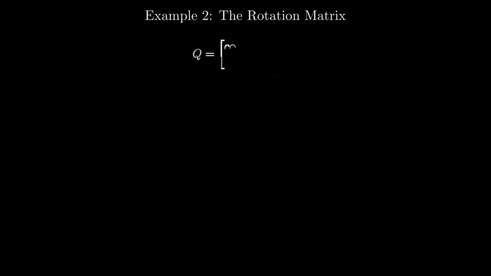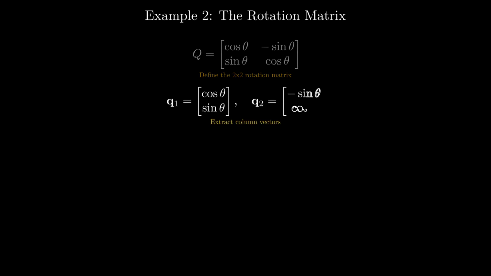Example 2, the rotation matrix. Q has first row cosine theta, negative sine theta, and second row sine theta, cosine theta. The columns of Q give us our two vectors.